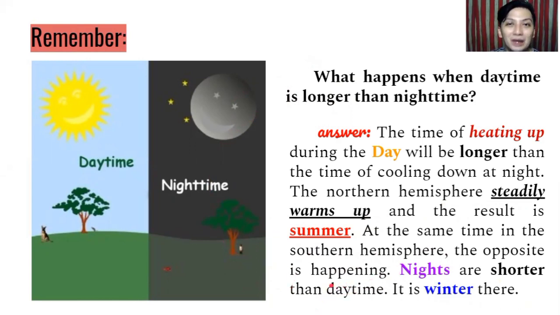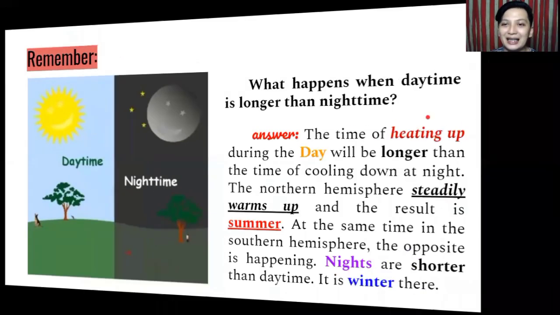Okay, so if you are, for example, living in the northern hemisphere, you will experience summer months. Okay, so when you go to the southern hemisphere, you will experience winter months. So when you are in the northern hemisphere and you feel that you have summer months, but when you go to the southern hemisphere, you will experience the exact opposite, the winter months. And that's what will happen when daytime is longer than nighttime.